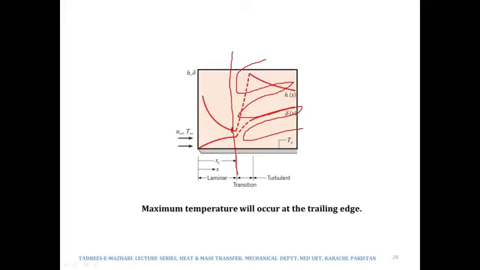So we need to calculate the temperature of the plate at the trailing edge. If that temperature is greater than 110, the plate will not be considered as safe. If that value of temperature is less than 110, the previous temperatures over all those locations would even be less than 110 degrees Celsius. So the plate would be considered as safe.